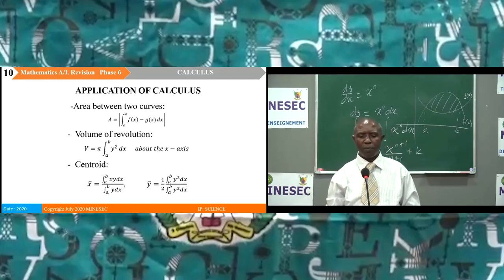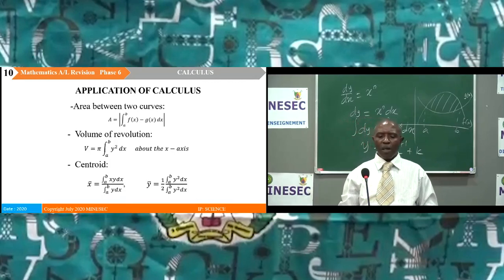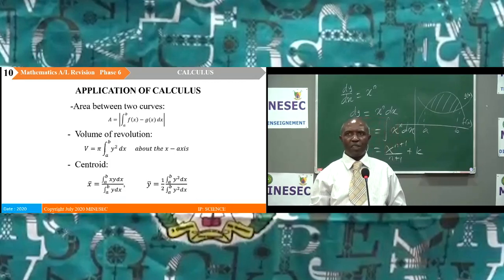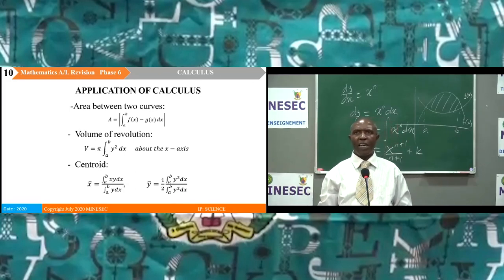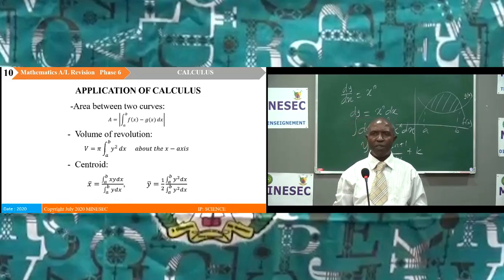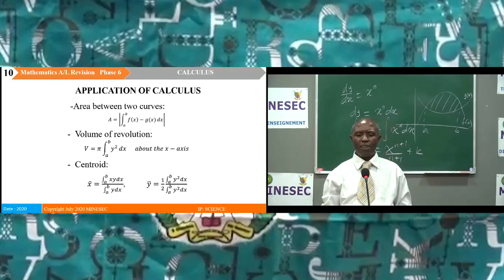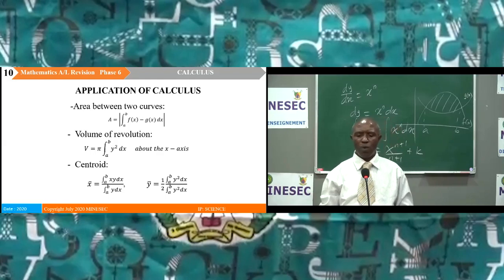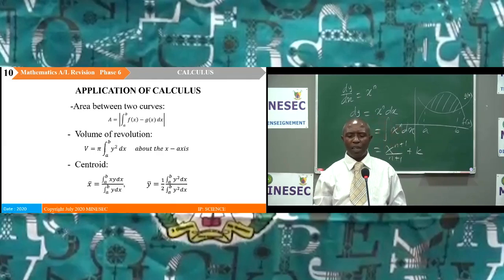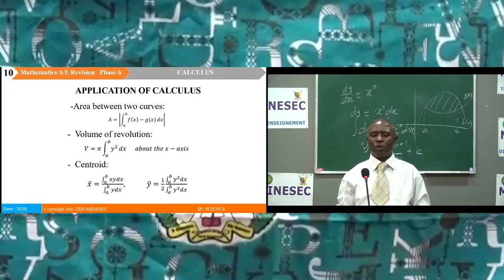Centroid. The coordinate of the centroid for the x coordinate will be the integral from a to b of xy dx, divided by the integral from a to b of y dx. And the y coordinate, y bar, will be half the integral from a to b of y squared dx, divided by the integral from a to b of y dx.